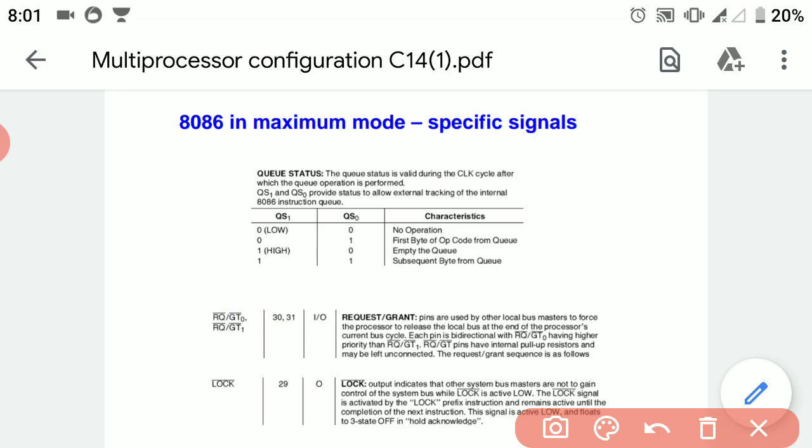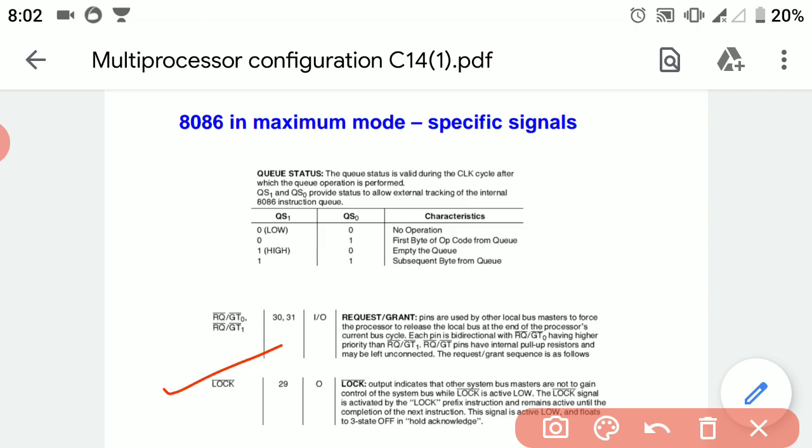These two pins are actually used when we have more than two coprocessors trying to access the system bus or clock from the main processor. Then there will be a priority to whom the bus is going to be allocated, and that priority is actually set by these two request and grant pins.